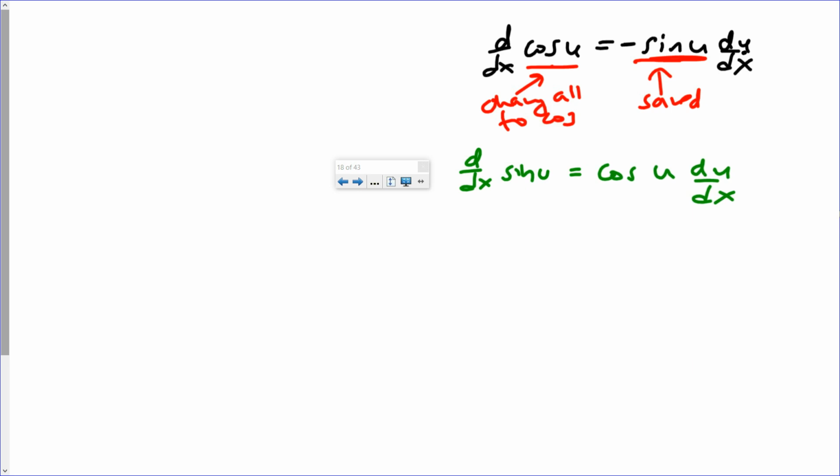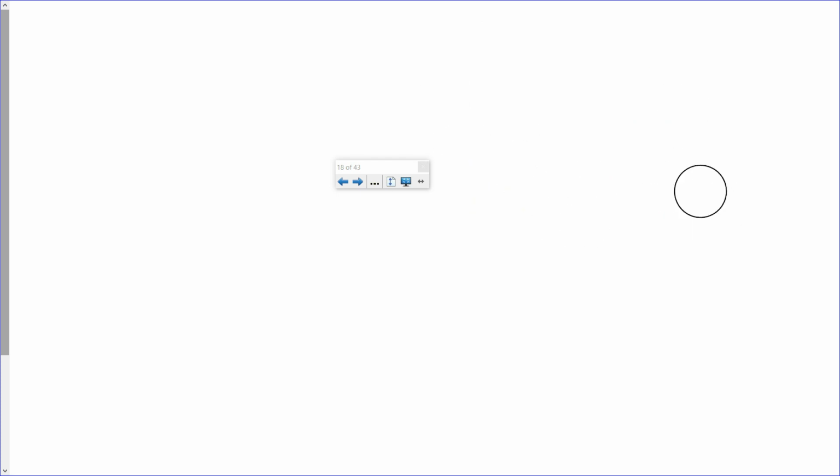So we said, another strategy is if you save a cosine u, you can change all else to a sine u, and it's going to work out. So we're going to do the same thing today with tangent and secant. Tangent and secant work like this.